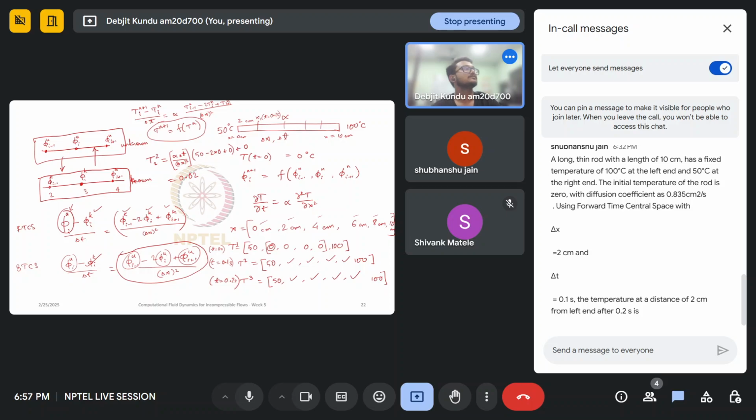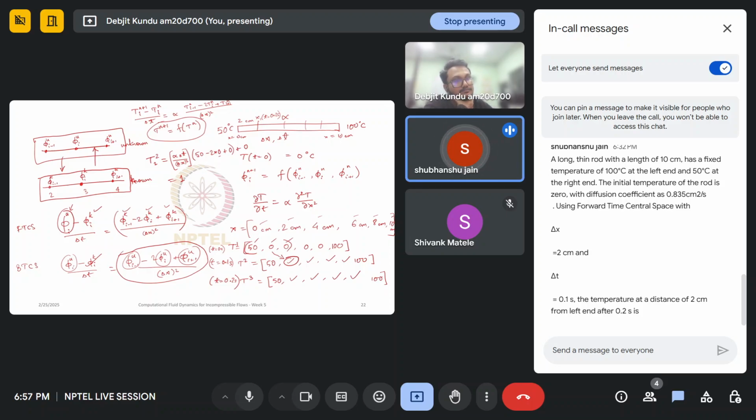0.02, into 50, so 1. In place of T i minus 1 you have put 50, and in place of T i plus 1 you have taken 0. So while I'm trying to calculate this one, I need these three values. This is I minus 1, this is I plus 1. Between these four values.